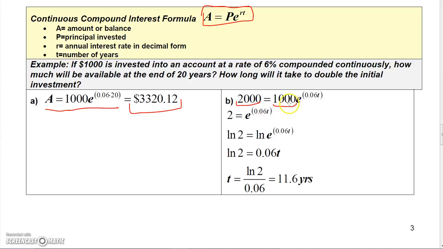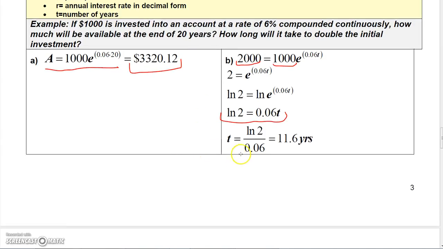Then you just solve this, divide by 1,000, you get 2 equals e to the 0.06t. Then take the natural log of both sides, and then you're going to get natural log of 2 equals 0.06t, and then divide by 0.06 to get t. So it takes about 11.6 years for it to double.